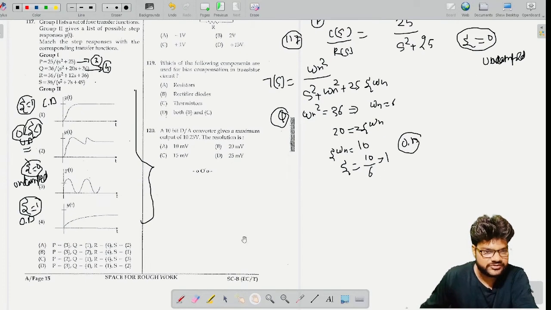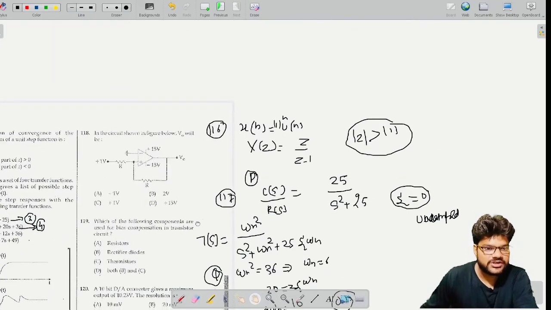Let us check out the options. Q is matching with 4, and P is matching with third. So correct option will be D. Similarly, you could check R and S also, but from these two options only we can conclude the answer, right?